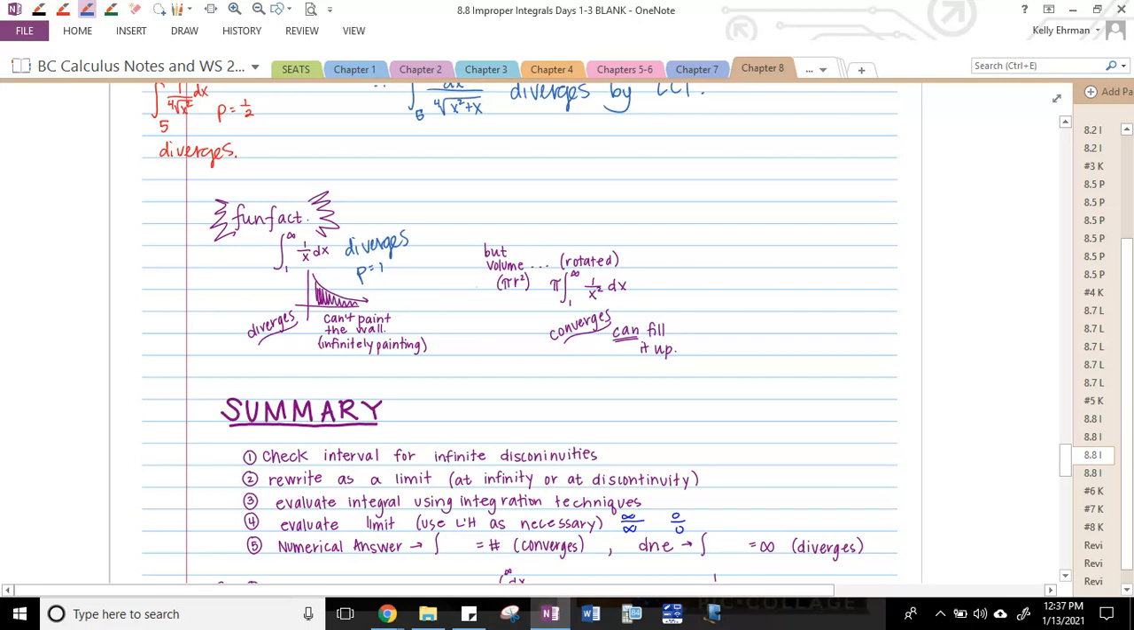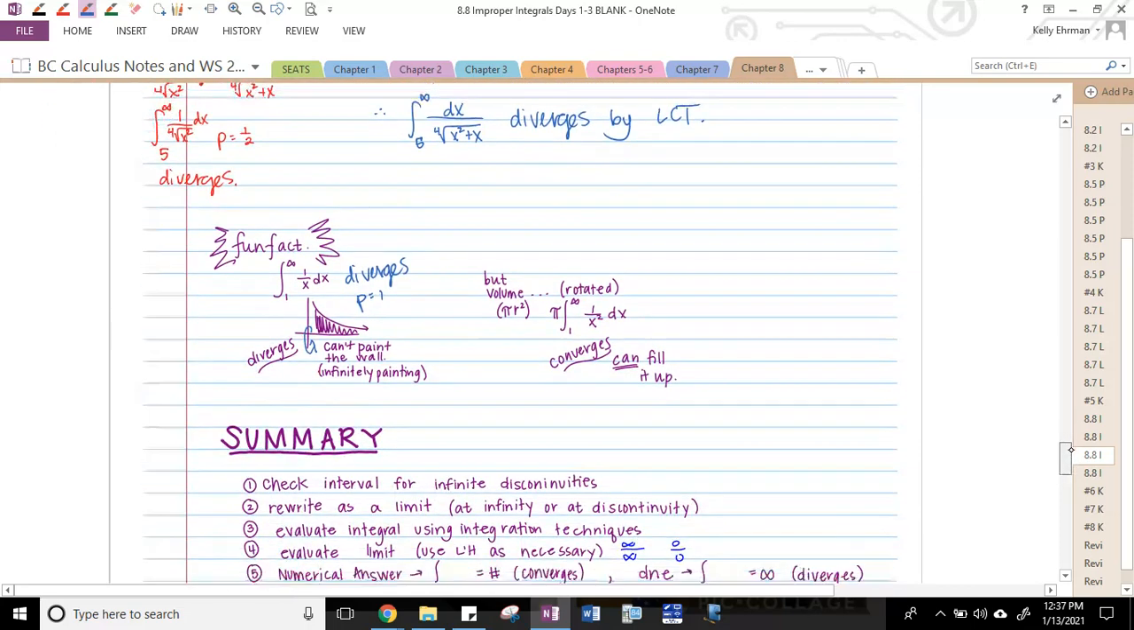But if you rotate that around the x-axis, the volume that you get actually does converge. Think about rotating that. If I rotate this around the x-axis, I get pi times r squared, so it becomes 1 over x squared. Then you get pi times something that converges, and you could actually get a volume that's finite. So it's interesting. It's like you can't paint the wall, but if you rotate it around the x-axis, you could fill up that little cone shape or funnel shape, I guess, that you get. You could fill it up with paint. It would have an end to it. So I just think that that's kind of crazy and interesting, and math is weird.